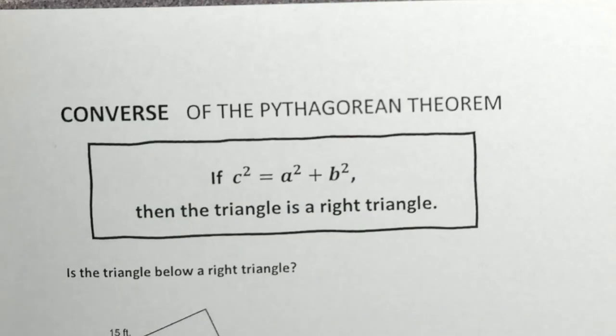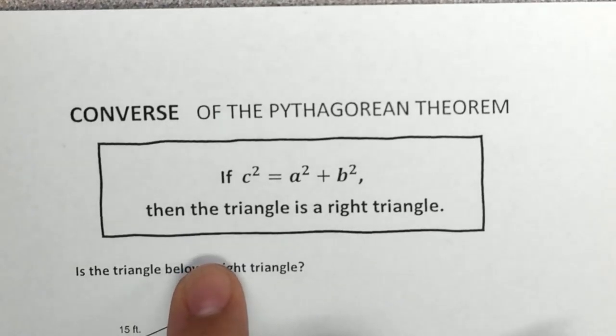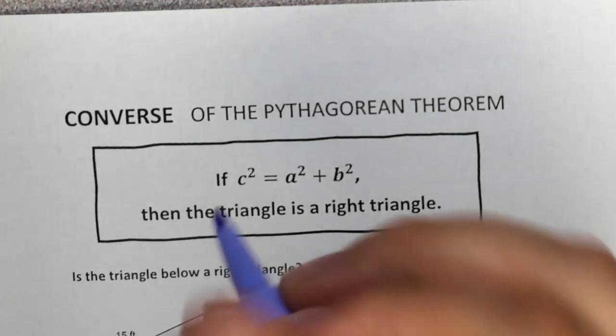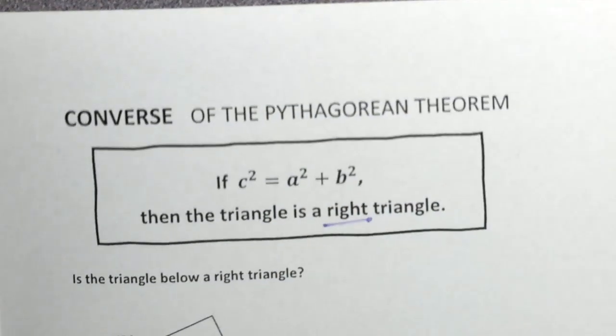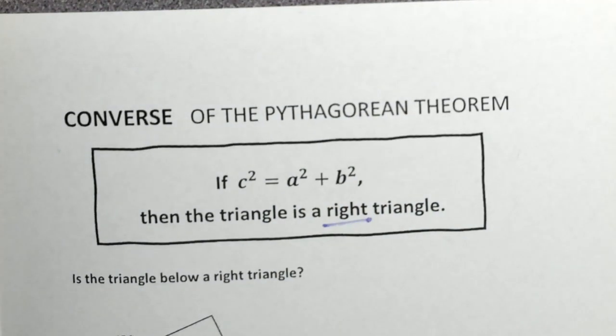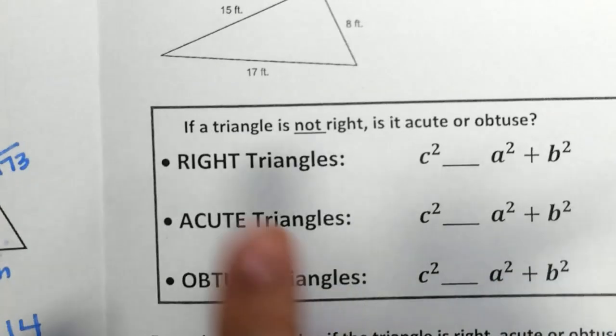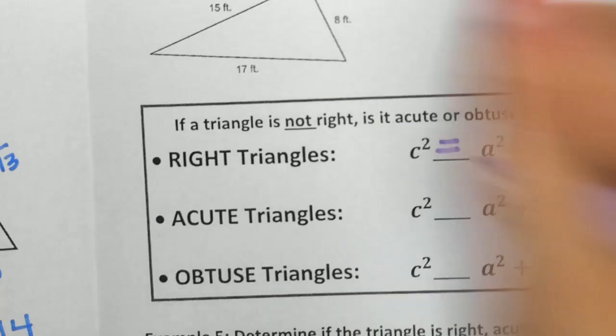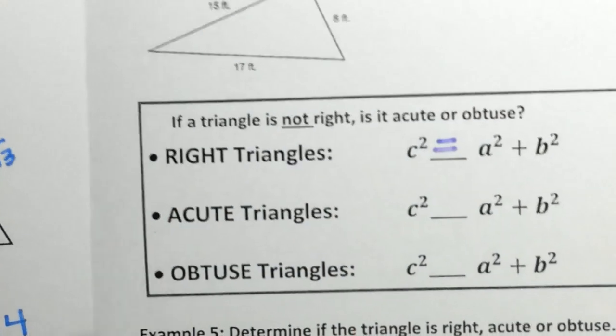Okay. Last thing I've got to teach you, I'm going to do this quick. Converse. What does converse mean in this class? Switch. So, at the beginning of class, I said, if it's a right triangle, then you can do Pythagorean Theorem. Now I'm saying, if it's C squared equals A squared plus B squared, then the triangle is right. So, what if it's not? Then you have to use the greater or less than. So, a right triangle, write this down please, is C squared equals A squared plus B squared.